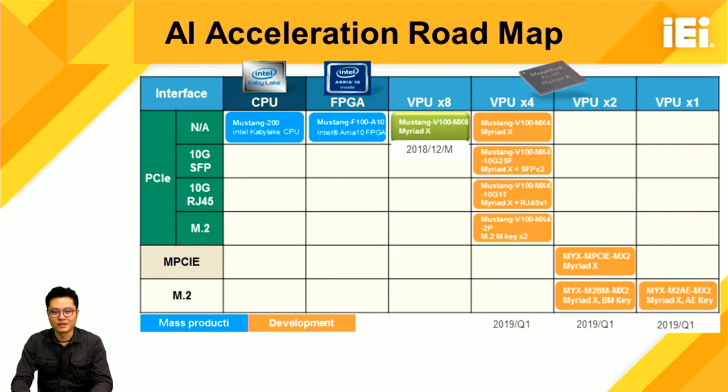Let's introduce the IEI acceleration card roadmap. CPU and FPGA acceleration cards are already launched, and the VPU acceleration card will launch in December. More SKUs, such as mini PCIe and M.2 acceleration card interfaces, will be ready soon.